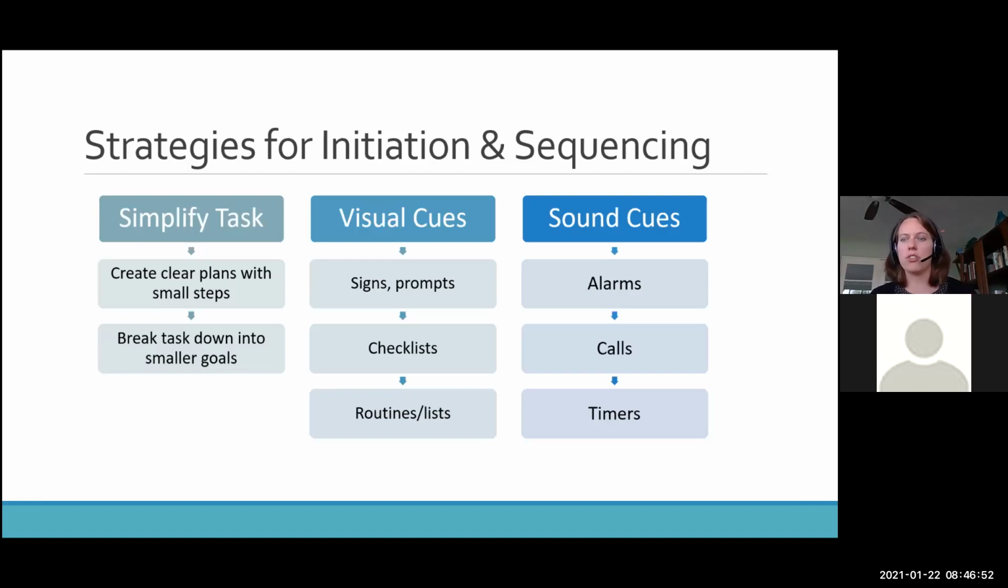It can be helpful in the kitchen. Did I turn off the stove? Did I turn off the lights? Is the refrigerator closed? All these checklists can help people attend to these small details and follow through on tasks as needed. Sound cues can be helpful too, setting an alarm in the phone.